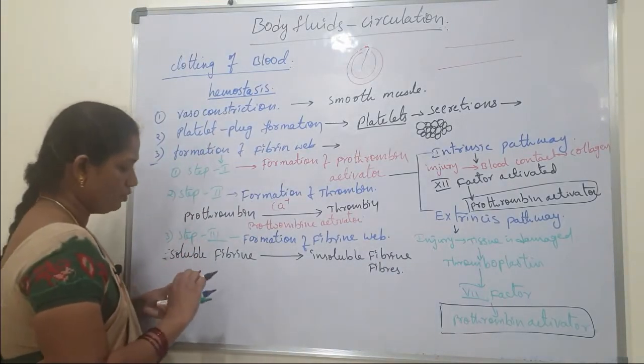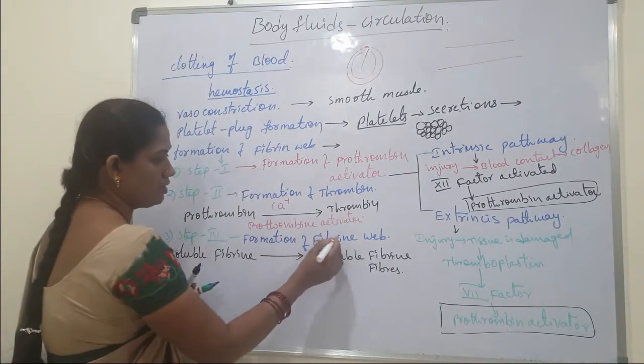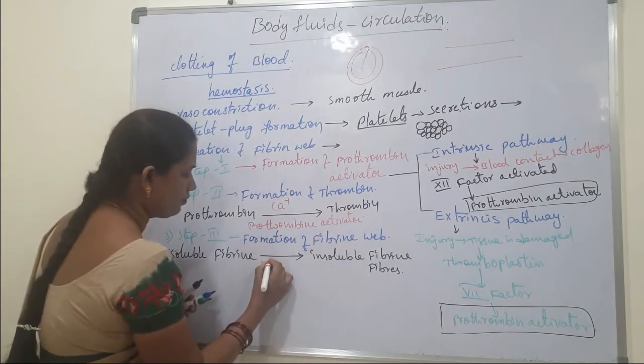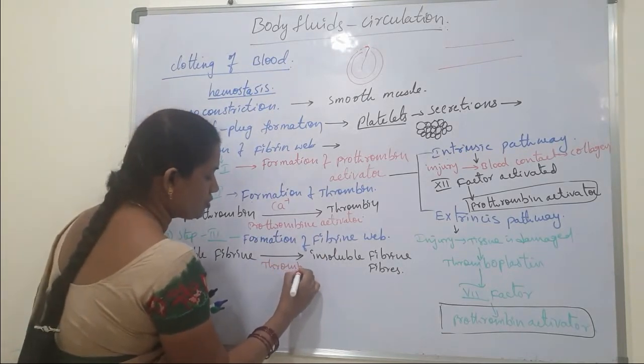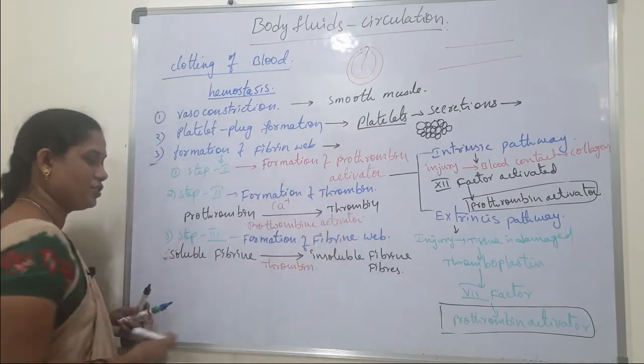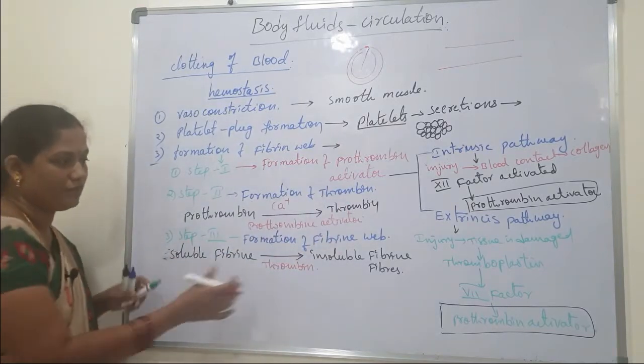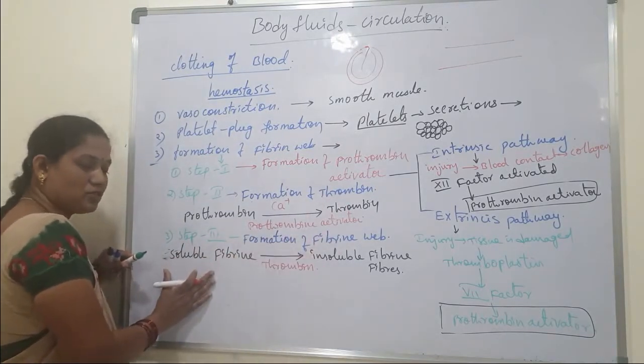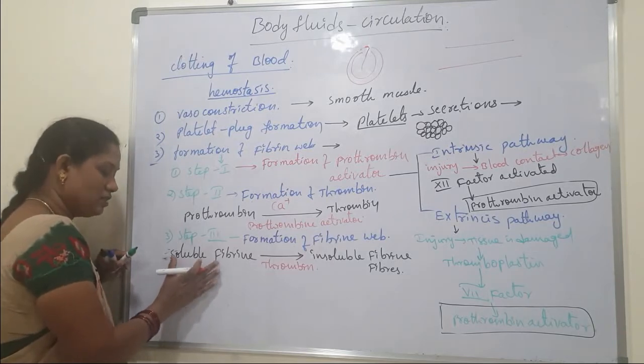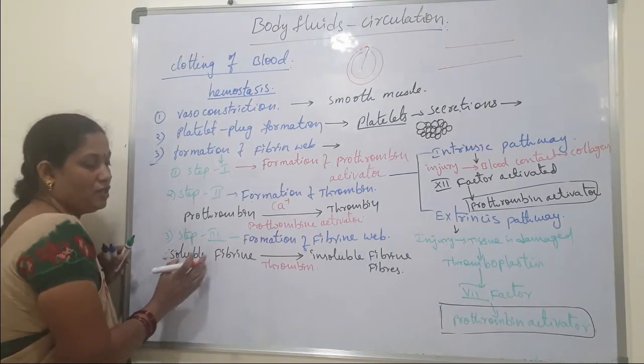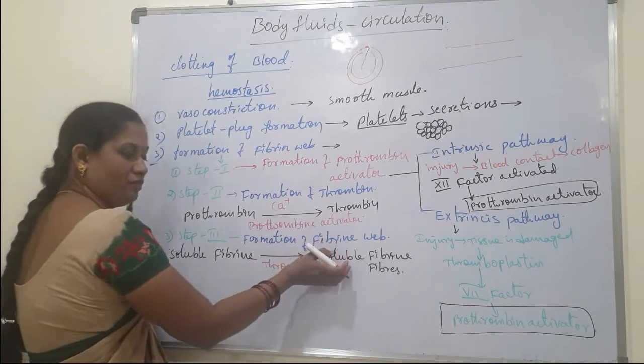In the presence of thrombin, this happens. So thrombin is essential for the formation of insoluble fibrin fibers. Fibrin is present in our blood and is soluble in nature, and in the presence of thrombin it is converted into fibers.